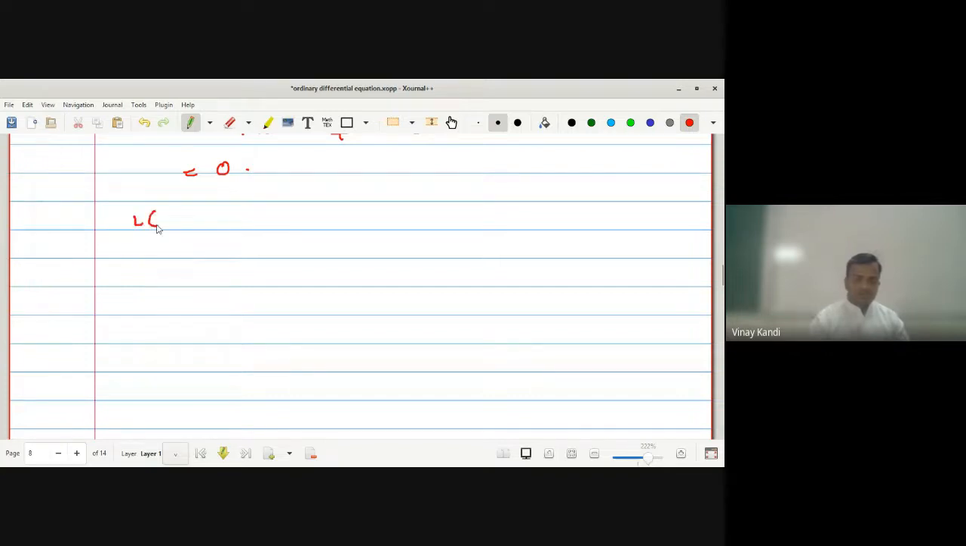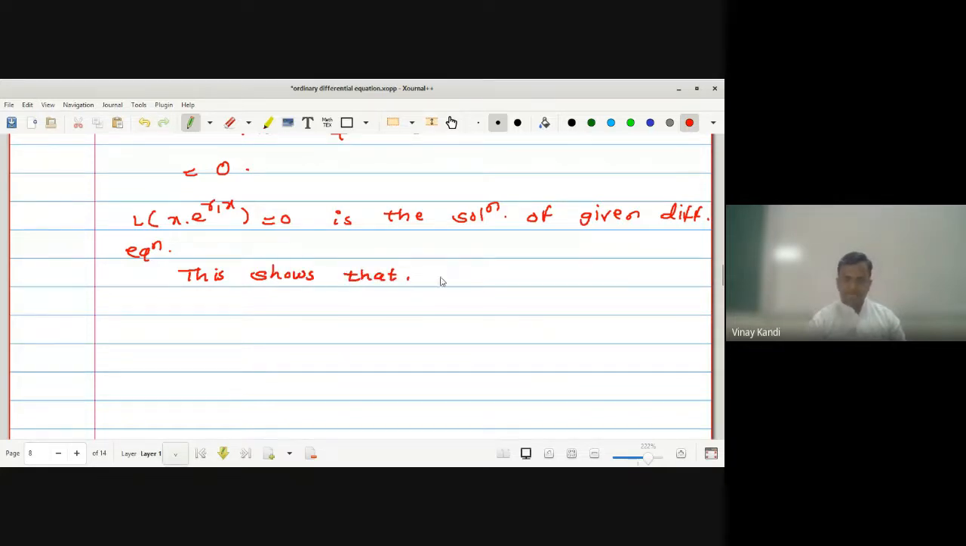Hence L of x e raised to r1 x is equal to 0, is the solution of the given differential equation. Okay, this shows that phi 2 of x is equal to x into e raised to r1 of x, is a solution of the given differential equation.